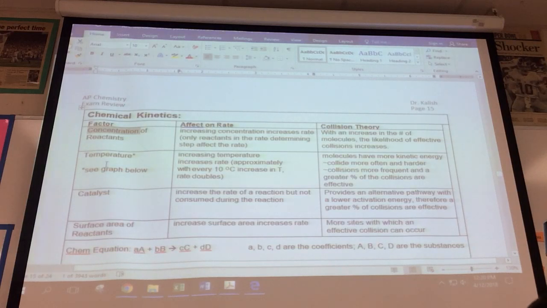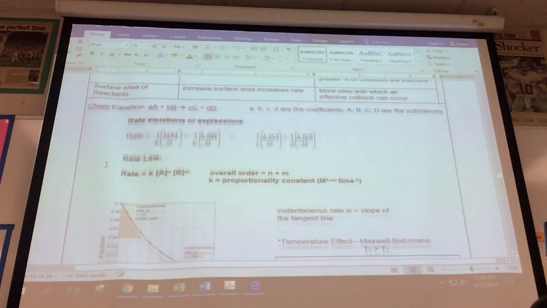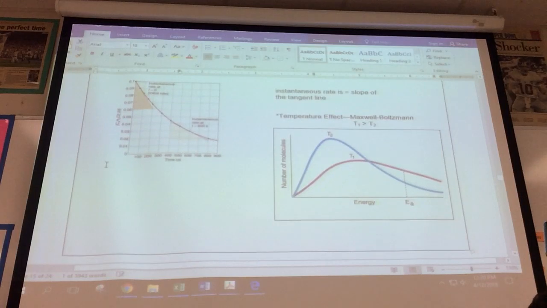Temperature is another factor that affects reaction rate, and we've looked at this in regard to Maxwell-Boltzmann. Previously, we looked at it in the gas chapter. We've got two curves here. The one at the higher temperature is T1. We talked about the curve moving to the right at higher temperature and being smushed down.